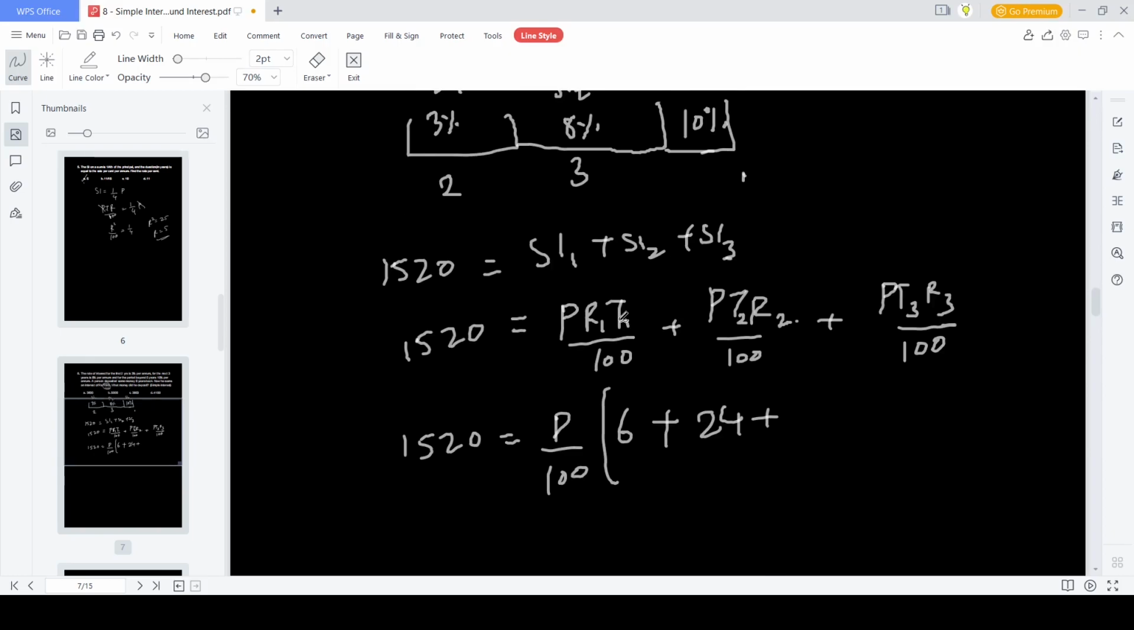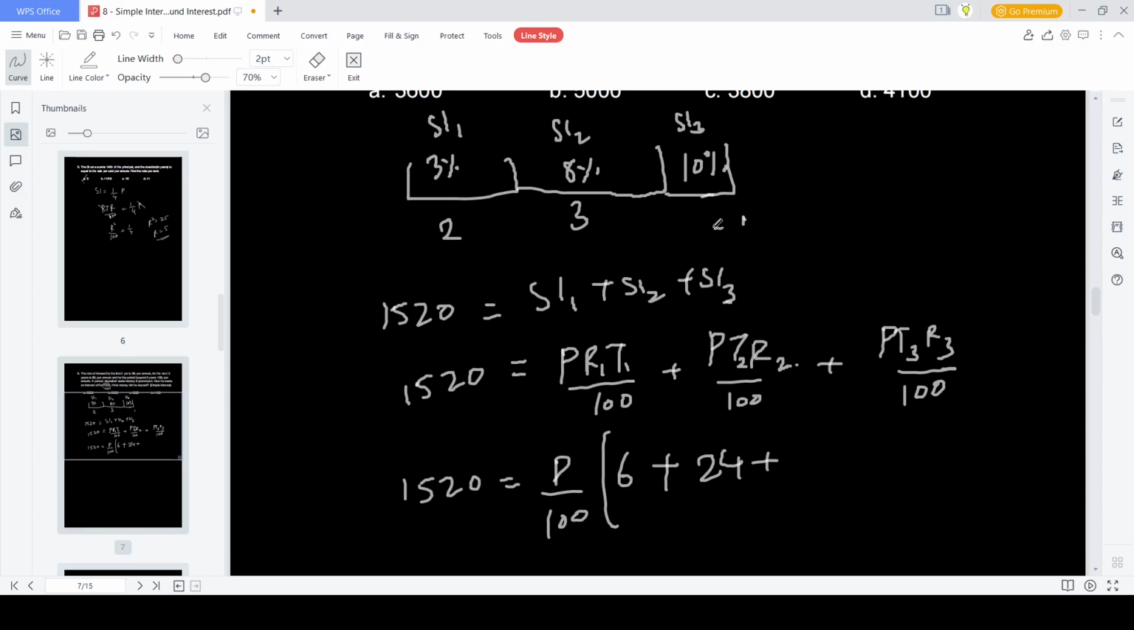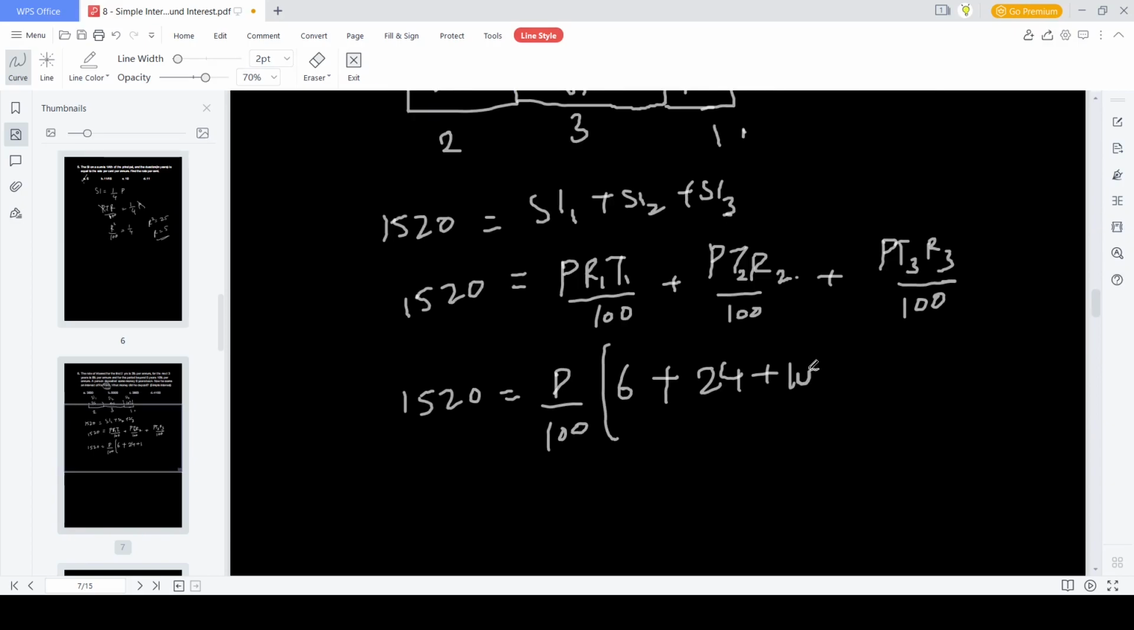Why did I do this? P by 100 is common everywhere, so I'll take P by 100 outside. I'll get R1 T1, R2 T2, R3 T3. So this is 3 into 8, and this is 1 year into 10%, so that is nothing but 10.